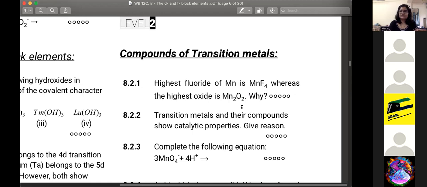So oxygen can stabilize a higher oxidation state of manganese better than fluorine. But what is the reason for that? Yes, Jinain, absolutely correct. Very good, detailed answer. Ritvik, Siddharth, Arya, I have not received answers from you guys.